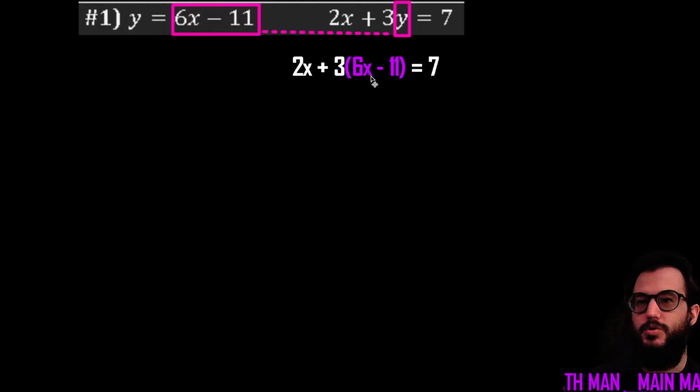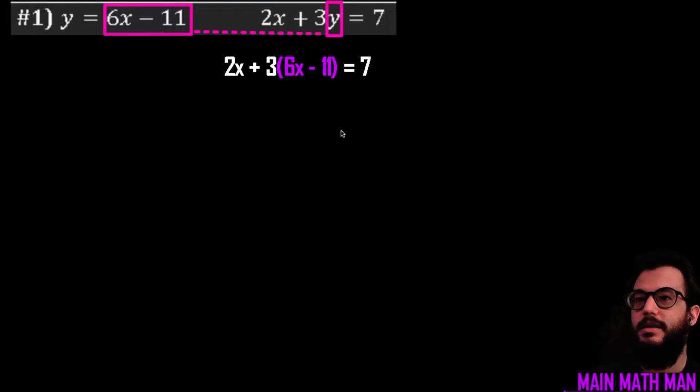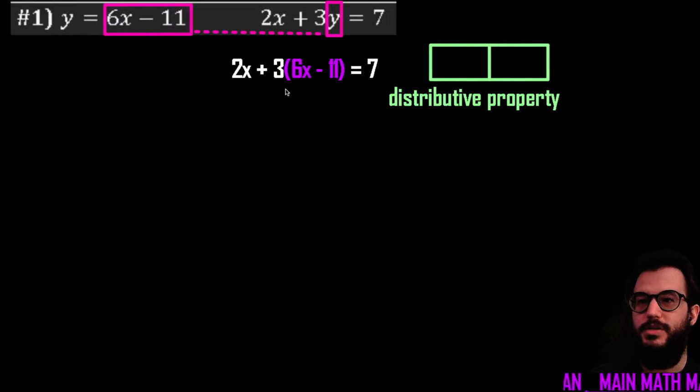Make sure you use parentheses to show multiplication. So I'm going to say, instead of y, I have 6x minus 11. So the whole equation is now in terms of x. So I have 2x plus 3 times the quantity 6x minus 11 equals 7. Make sure you're using that distributive property.